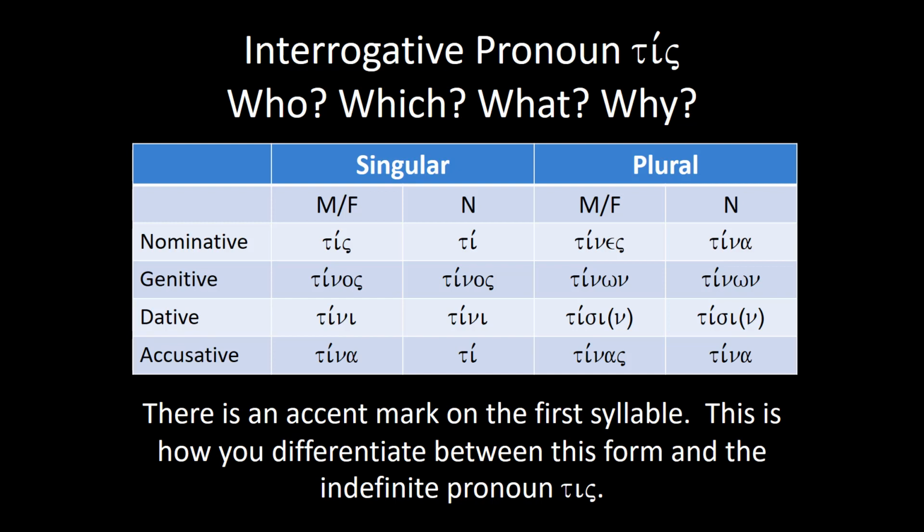Tis, tinos, tini, tina, tines, tinon, tisi, tinas. And then neuter, ti, tinos, tini, ti, tina, tinon, tisi, tina. So the masculine and feminine share a form, and the neuter has its own form. So pay attention to the accent mark on the first syllable. There's another word we're going to see momentarily, which looks exactly the same except for the accent mark. So these are third declension endings.